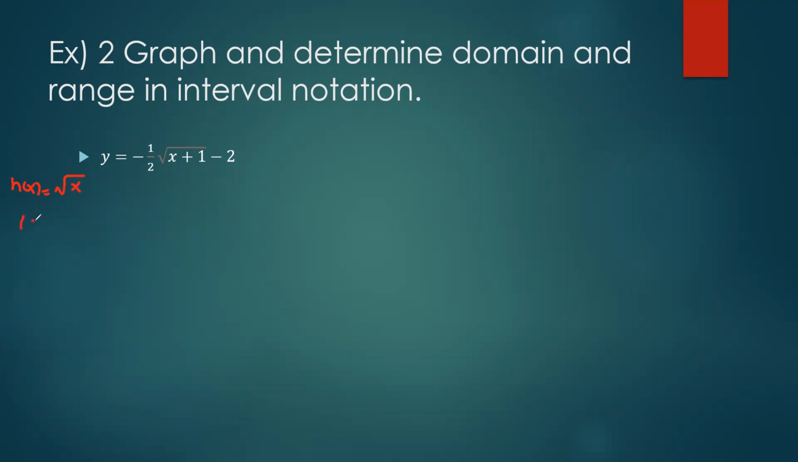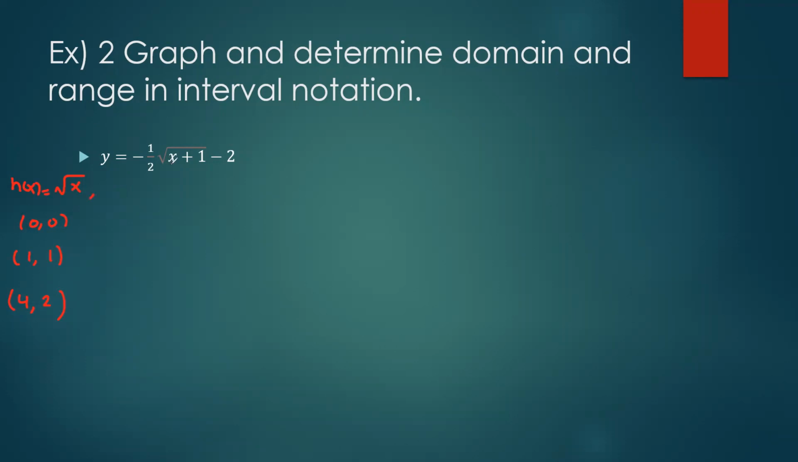And then from the parent family, you pick 3 points. So if you use 0, 0, it'd be 0. If you plug in 1, you get an output of 1. And if you plug in 4, you get an output of 2. You don't have to use 4, you could use 5 or 6, but the reason why is I don't want to deal with decimals.